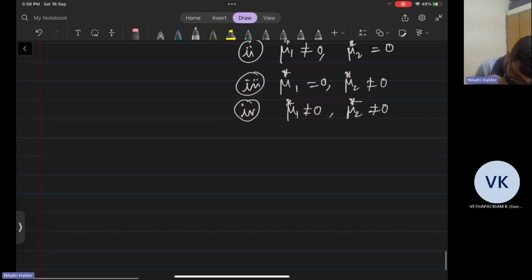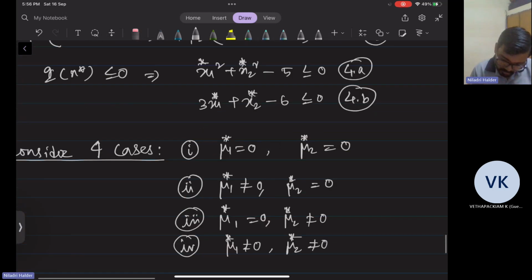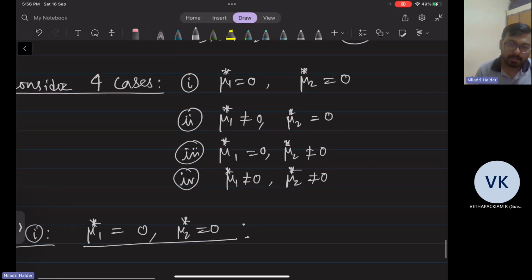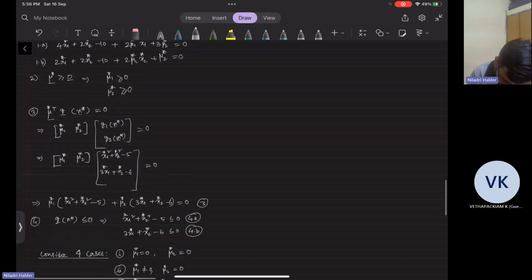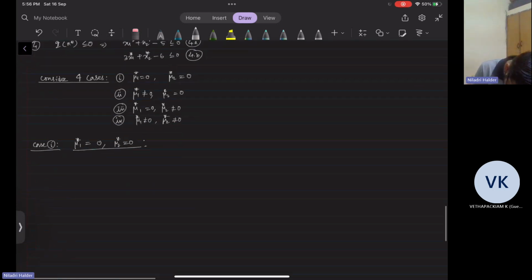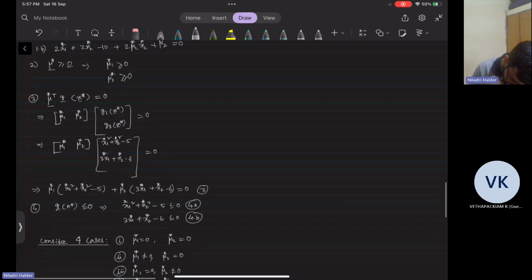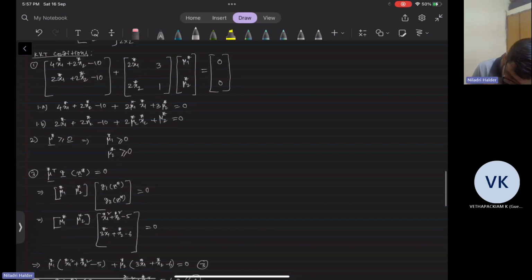First, case one: mu1 star is equal to 0 and mu2 star is 0. For this case, let us solve the problem. Suppose mu1 star and mu2 star both are 0. Then how will you solve? From equation one, mu1 and mu2 both are 0.